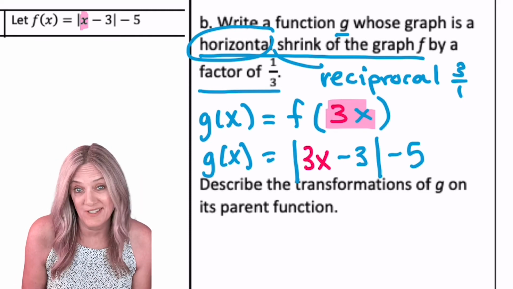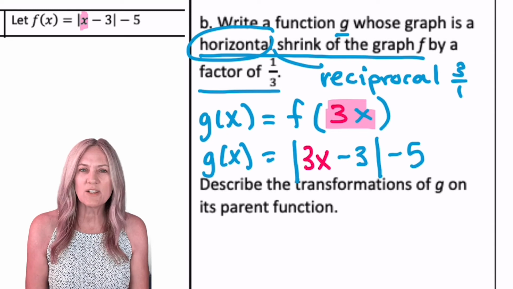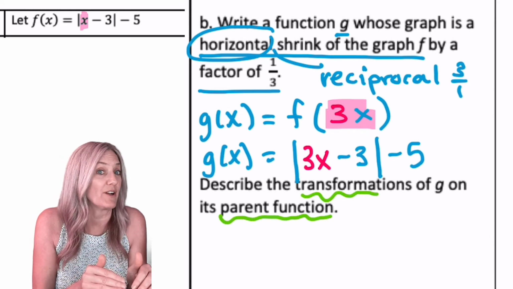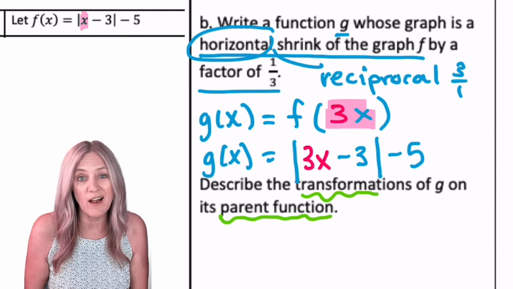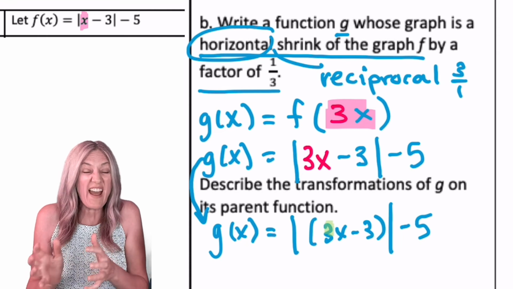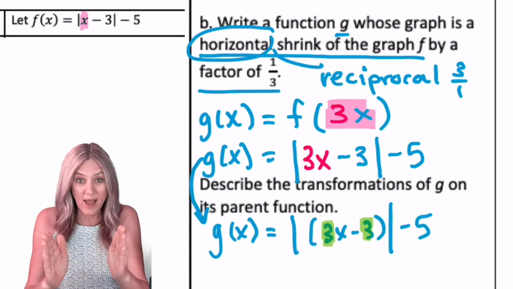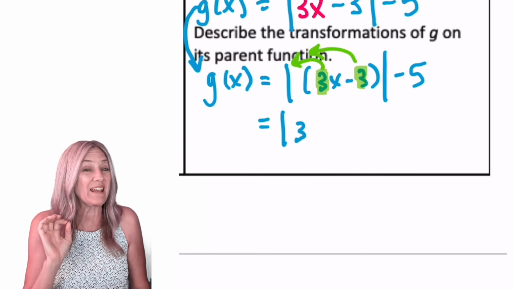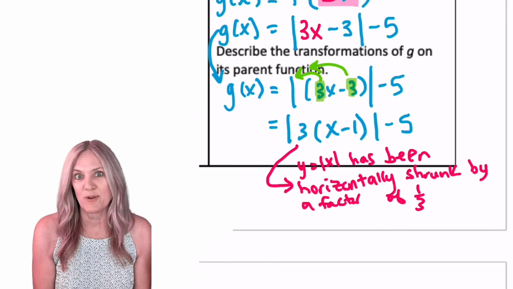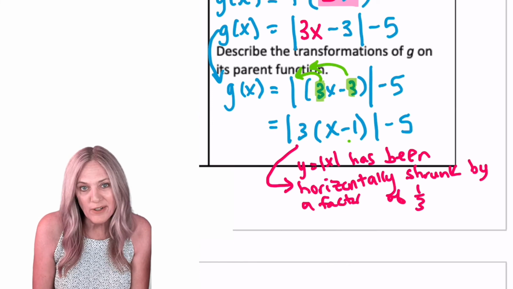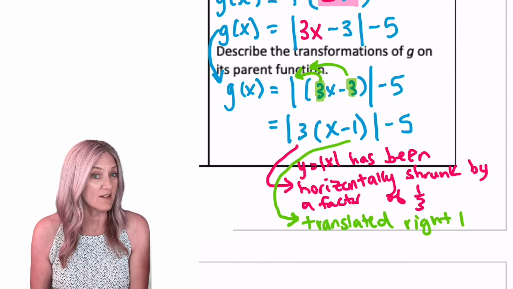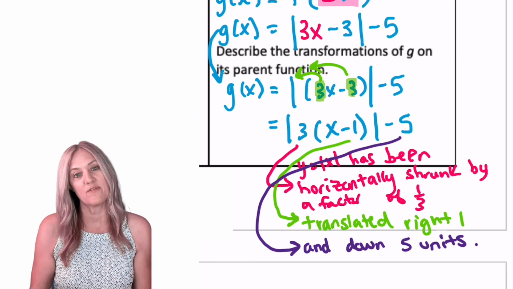Well, that's interesting. Let's look at this function in terms of a transformation of the parent function y equals absolute value of x. That means we have some work to do. We need to factor out the 3 in that absolute value so that we can clearly see the transformations. Now we can see that we have a horizontal shrink by a factor of 1/3. We've translated to the right 1 unit and down 5 units.